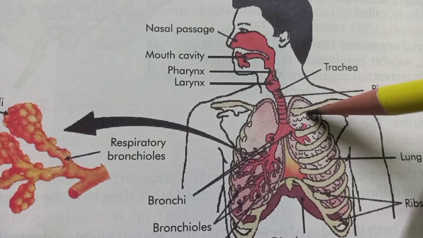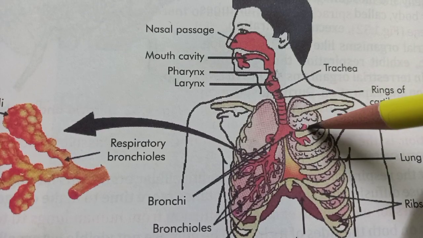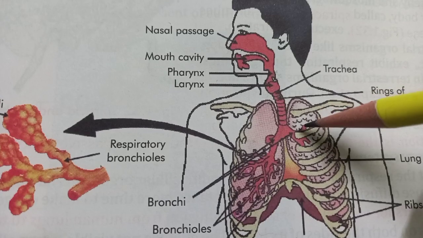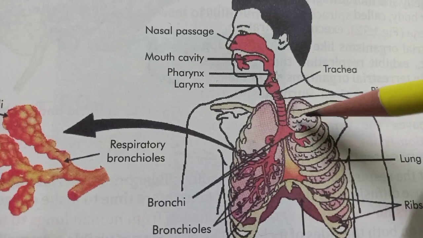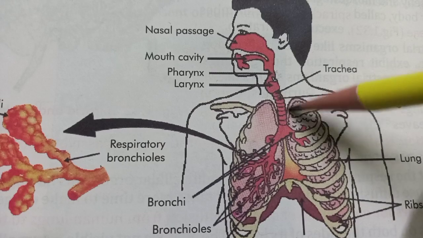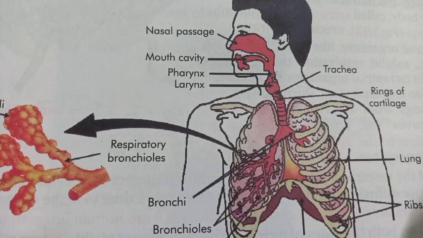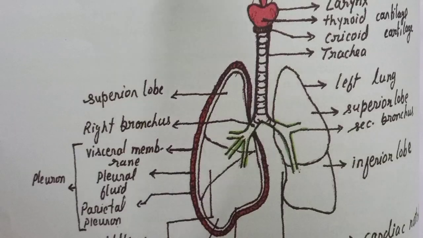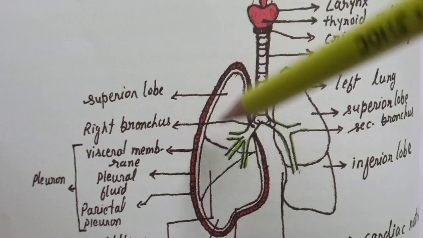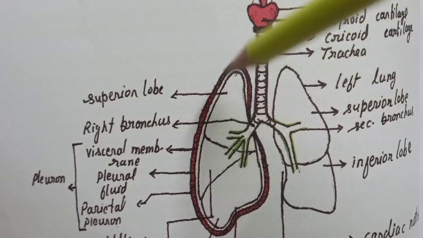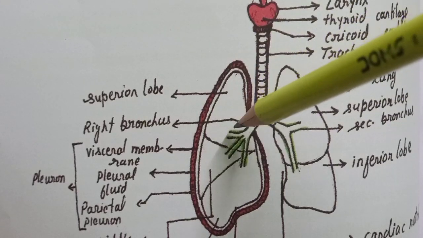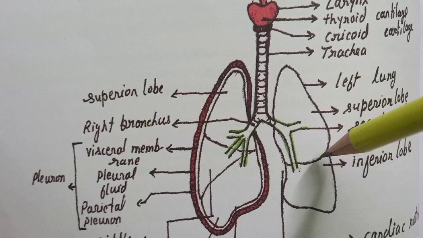Then it protects the lung from mechanical shocks. Then it keeps the two membranes together when the lung expands. So this is the function of these two pleural membranes which are present. Now children, this is the structure of the lung. It is the right lung and it is the left lung.